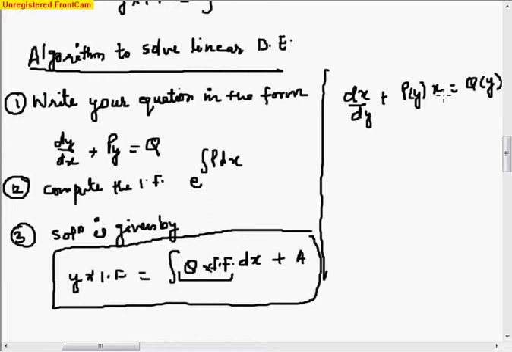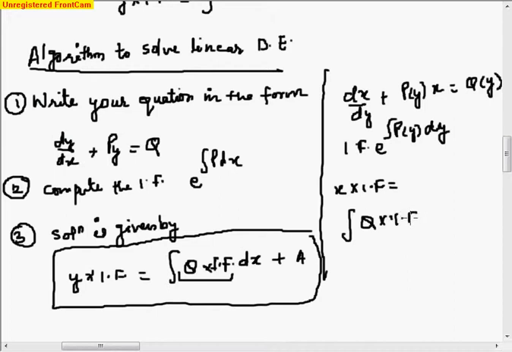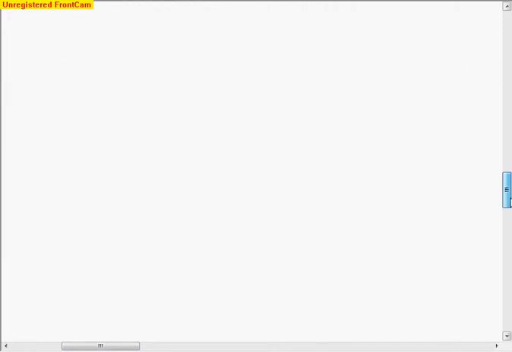So here I'll treat x as a dependent variable and y as an independent variable. So the integrating factor will be e raised to power integral of p dy, where p is a function of y. The solution will be given by x times the integrating factor is equal to the integration of q times the integrating factor with respect to y, plus a constant of integration. This is obvious, but still you must have this clear in your mind. So we'll now do some examples to have more clarity.